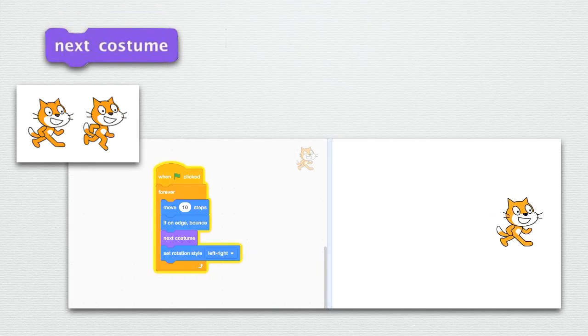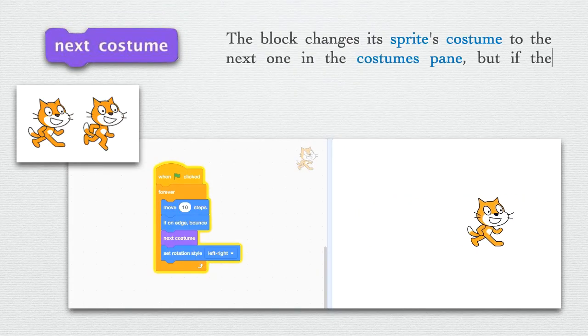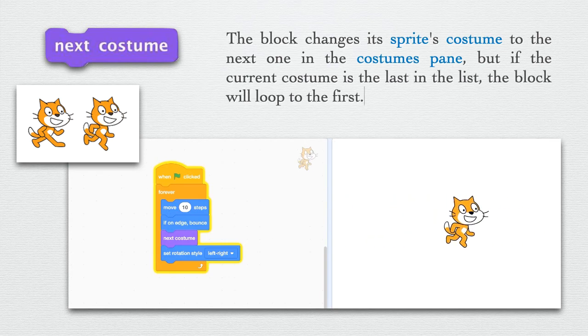Our first block from looks block menu is next costume. This block changes the sprite's costume to the next one in the costume pane. Now what is a costume? Costume is basically the appearance or the position of a sprite in different costumes. Like here for a cat sprite we have two costumes for its moving position, in which its legs positions are changing in both the costumes.